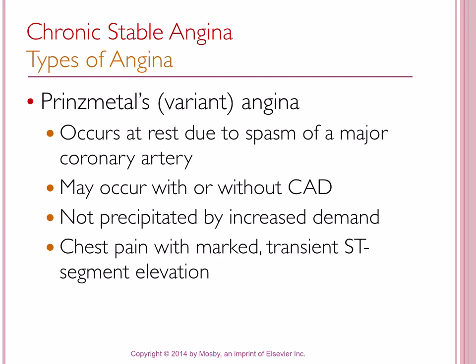Coronary spasms might happen because of increased oxygen demand on the heart muscle and increased levels of certain substances in the body, for example tobacco use, alcohol, or amphetamines. When the coronary spasm happens, the patient experiences angina and ST segment elevation on ECG.